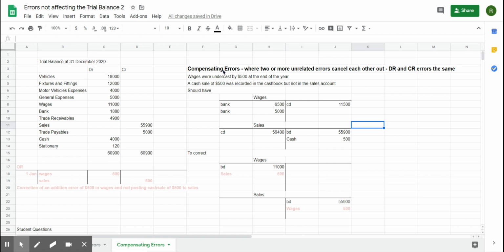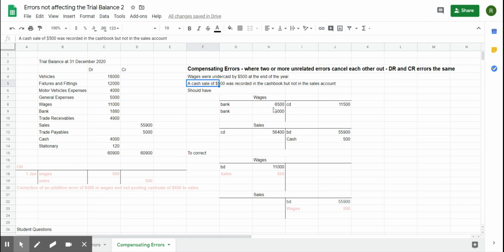Okay, in this case here, we've got the wages were undercast. And what we mean by undercast, they've been added up too small. Undercast means that we made an error and the addition is too small. Overcast, besides being a term for weather, also means that when we've added something up, we've got too high a number. So for example, we add something up that should have been 110 and we get 120, we would say that that has been overcast. And there's also been a sales recorded in the cash book, but not in the sales account.